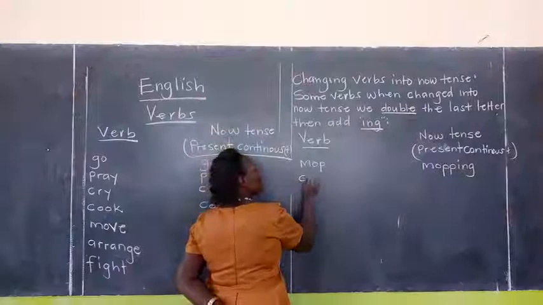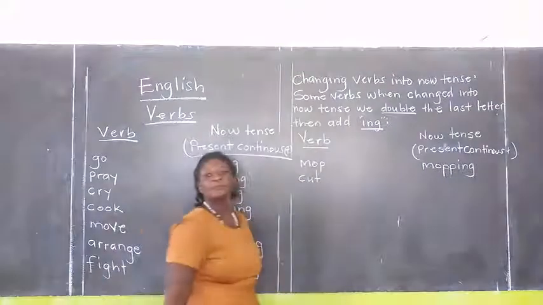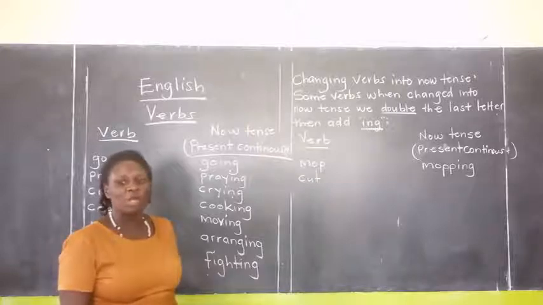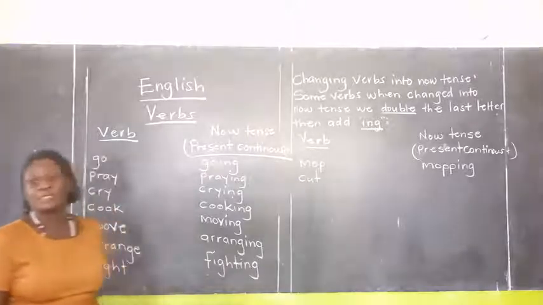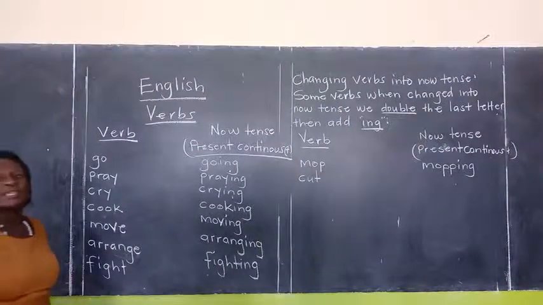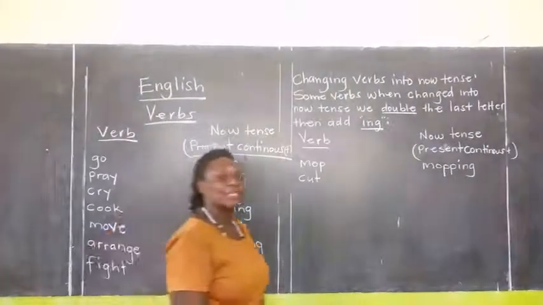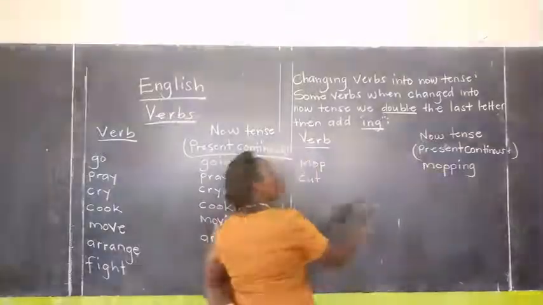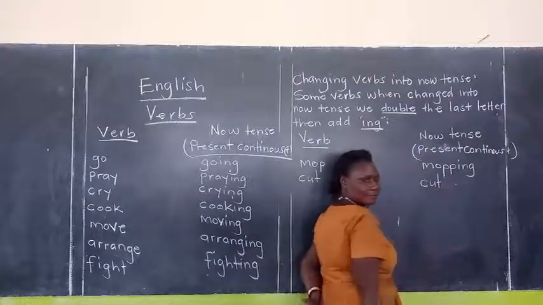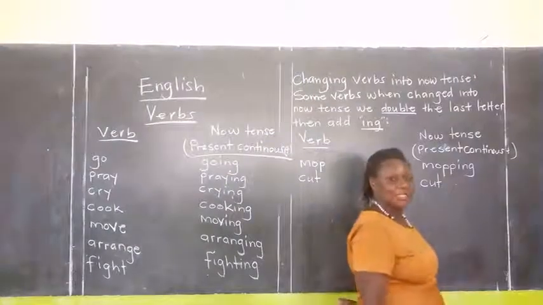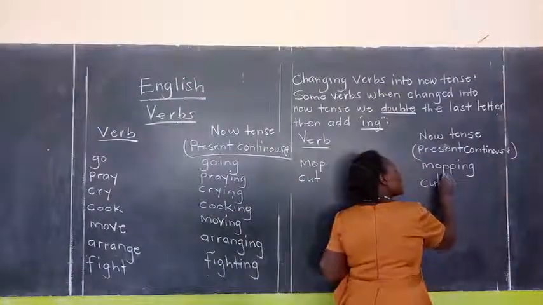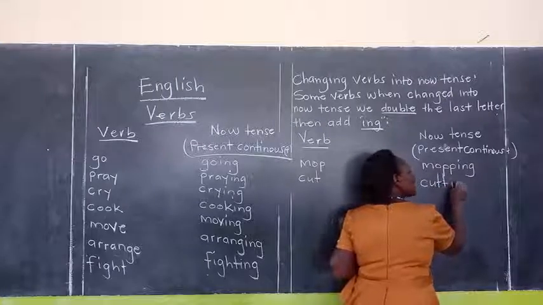We have this one here, cut. Cut also can be doubled. We double the last letter. You first write your verb cut. Then you double the last letter. That is T-T-I-N-G.